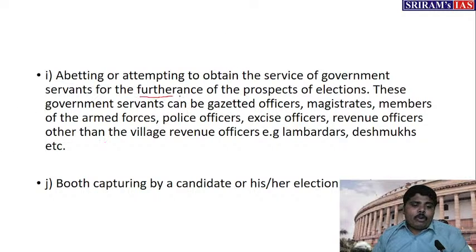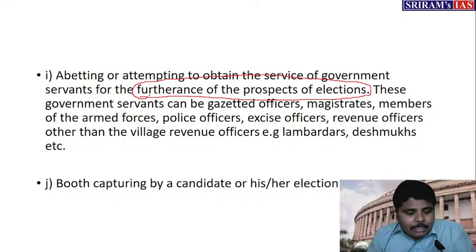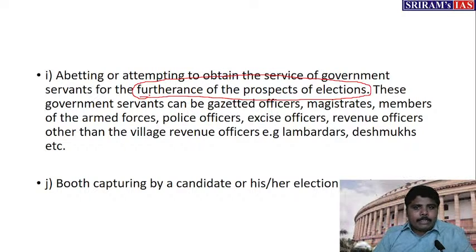Sir, what do you mean by this, sir? This is also coming under corrupt practice. So maybe what these inputs are, asking the government person to tell that whenever somebody is coming to give a vote, no, you please ensure that when an illiterate person is coming, ask him to give the vote for me, ask him to press the first button. Like this, when you try to use the gazetted officer, magistrates, armed force, police, excise officer, revenue officers, other than village revenue officer like Deshmukh, Lambadas, etc., then you are subjected to the element of corrupt practice.